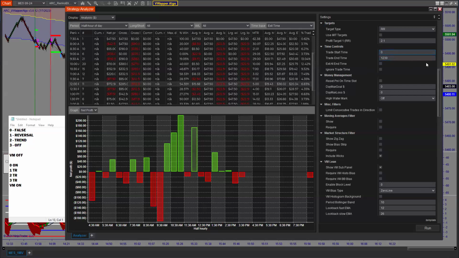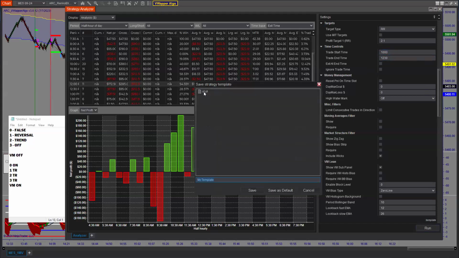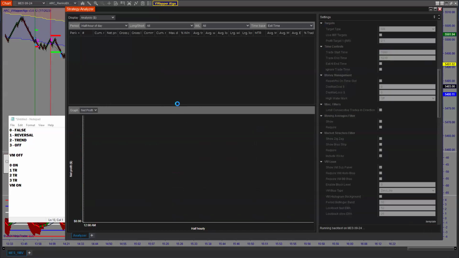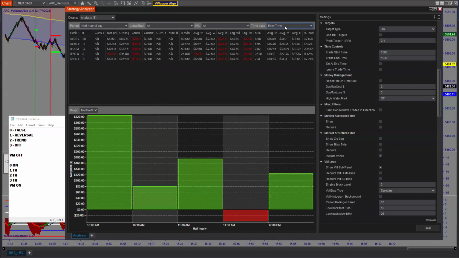And we'll go 10 o'clock. So we'll save it that way. Let's run it one more time. Oh yeah, sorry. Yeah, that's a good point. Didn't catch that. You think, I wish they would just default to entry time, but whatever.